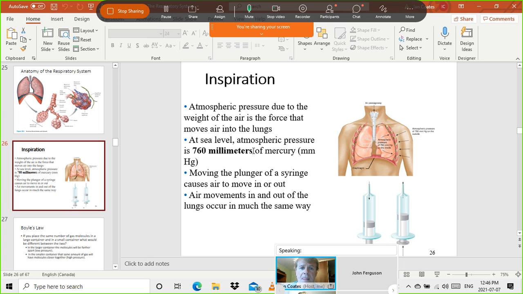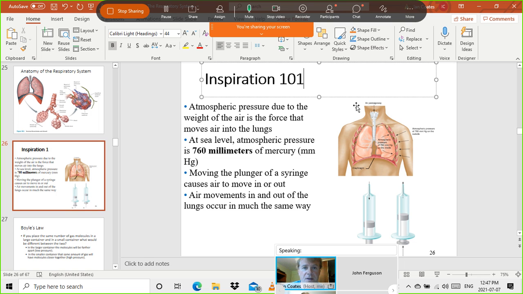This is kind of the American system: 760 millimeters of mercury. Here in Canada, we use kPa, kilopascals. That is a normal sunny day, normal atmospheric pressure. 24 or 25 degrees, the sun's shining, it's nice. That's 101.3 kPa, while the Americans and the Brits use millimeters of mercury. It all means the same thing.